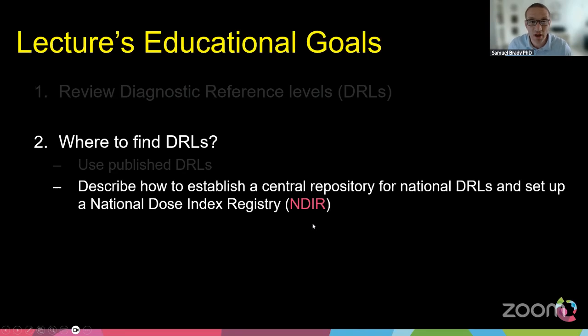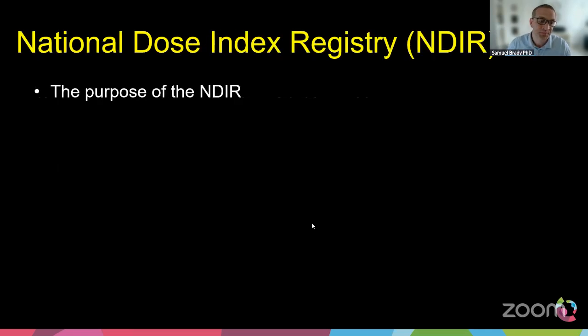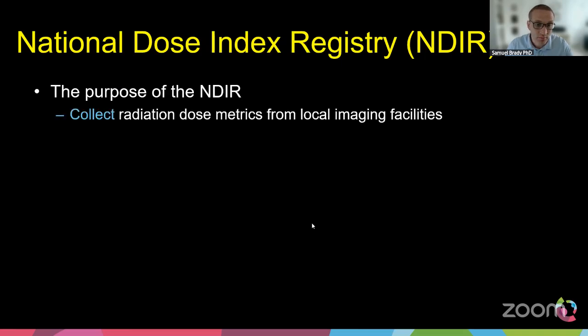And this is where you take all of the data from your local organizations, your local hospitals, and send that to your national institution, where they will then perform the calculation specific for your population, for your country. So I'm going to walk you through the steps on how to establish an NDIR.